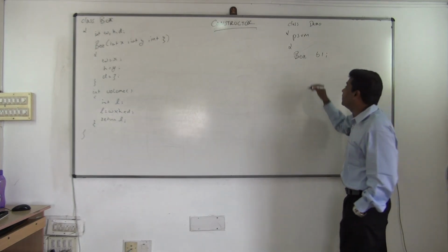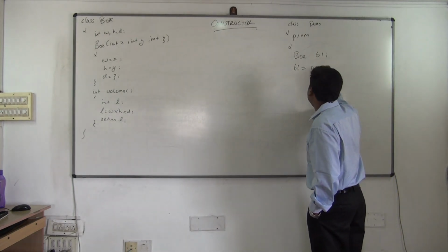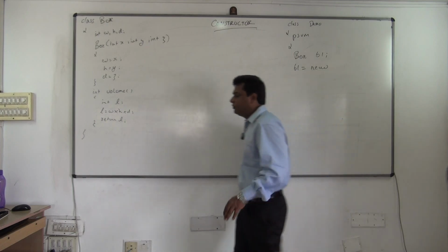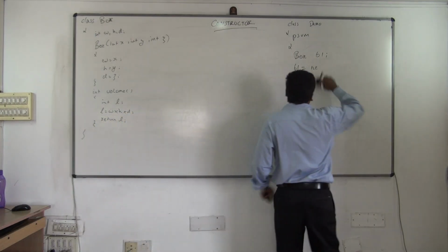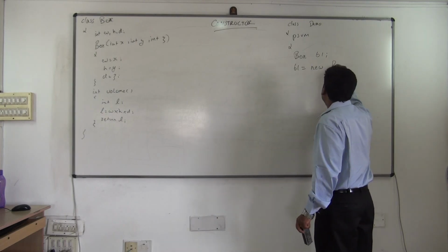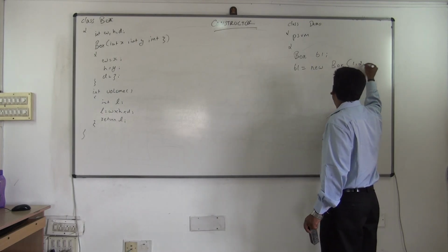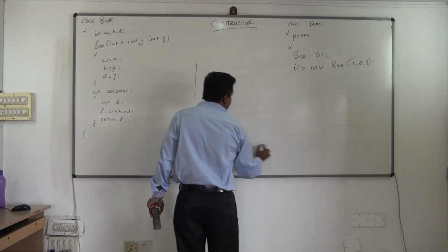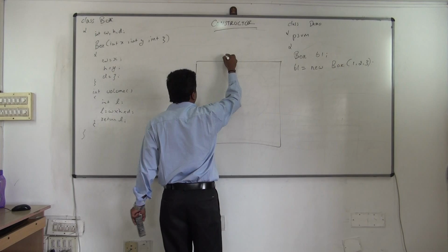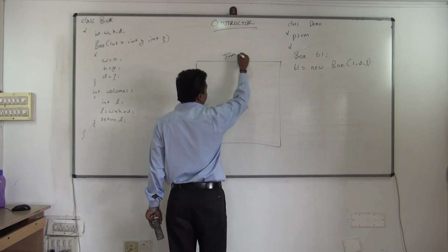So now how will you create the object? b1 is equal to new. Yes, new you have to say. New will always allocate memory. So what will you do now? Allocate memory. Box 1, 2, 3. A brilliant way. See this. When you say new, see this is the JVM now. In your JVM, what happens?